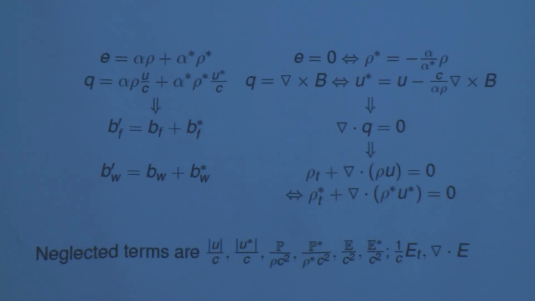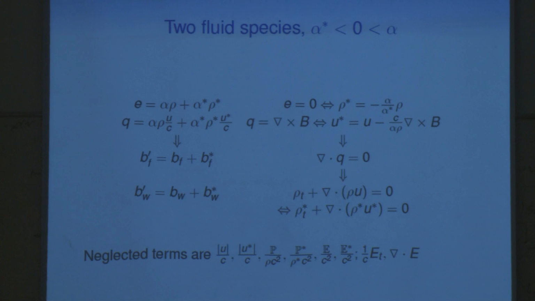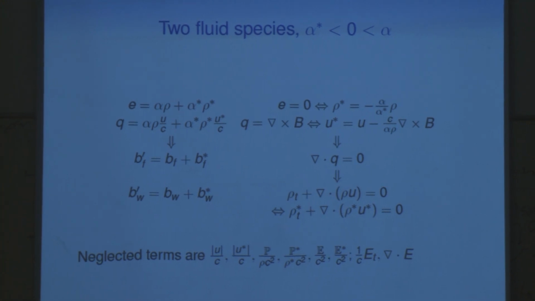Now, it turns out that these problems are remarkably easily overcome. The trick is to introduce two fluids. Let's regard our original fluid as positively charged ions, and say that if we have such, then there are going to be free electrons. So everything with a star on it refers to the free electrons.